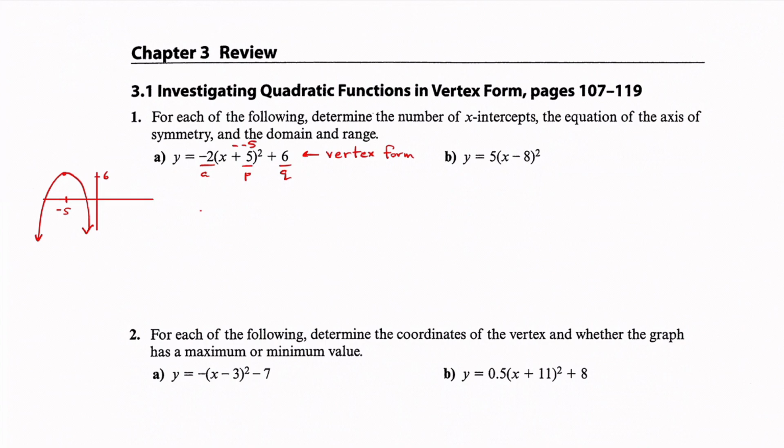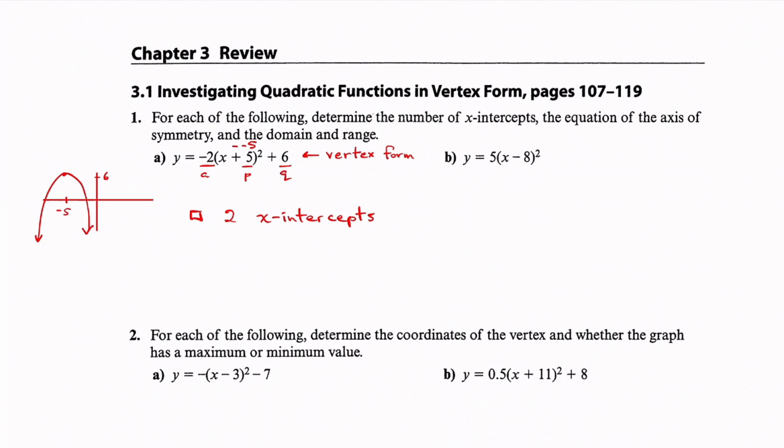So the first part, the number of x-intercepts, I can see from my graph that it crosses once, twice. So we got 2 x-intercepts. Second part is the equation for the axis of symmetry, and that's going to occur at the p-value there. So that's x equals -5.